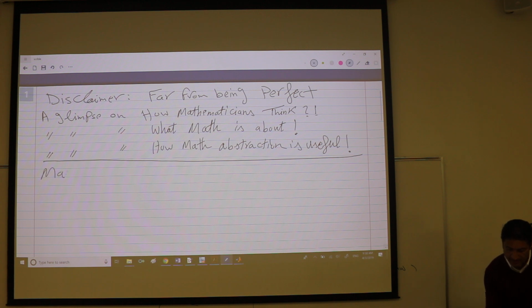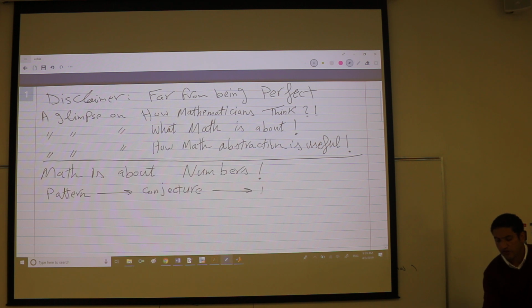So math is actually about numbers, nothing more. Math is about: you observe a pattern. You see something that is repeating, you form a conjecture out of this pattern, and you go and try to prove it. So let's give an example.